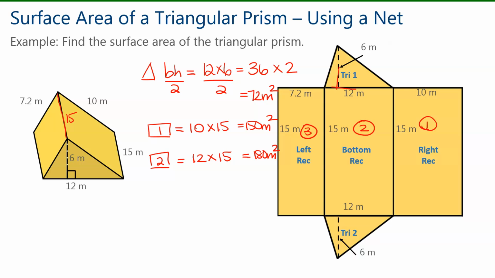This third rectangle here on the left, so we'll say rectangle number 3, 7.2 times 15. Multiply those together and I get 108 meters squared.